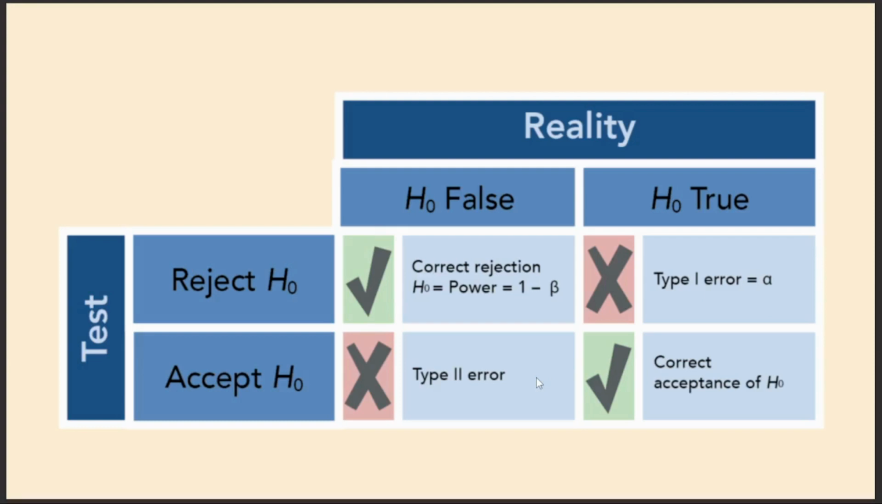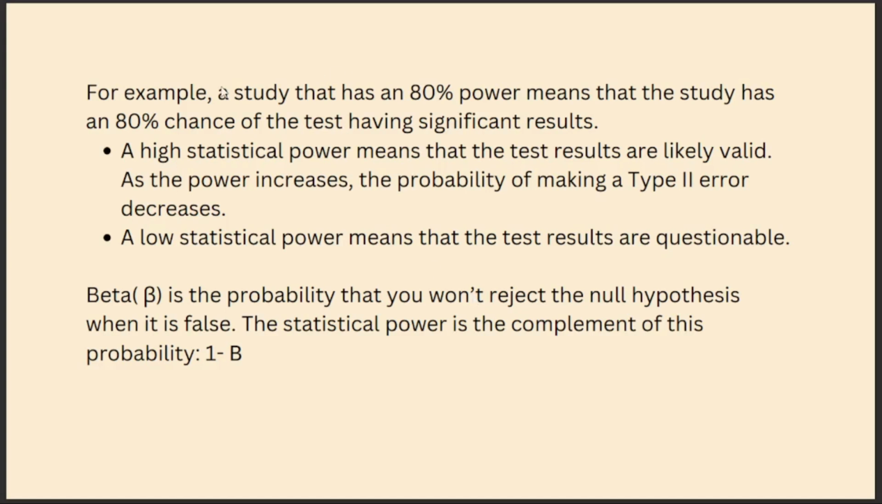Okay, so what is expected from us is that we perform such a test and we reject the null hypothesis if it is false, or we accept the null hypothesis if it is true. So basically statistical power is the probability that we correctly reject the null hypothesis when it is false. So this first block denotes the value of statistical power. So for example, a study that has 80% power means that the study has an 80% chance of the test giving us significant results.